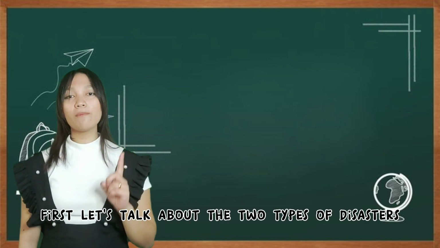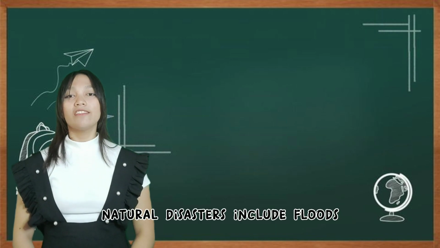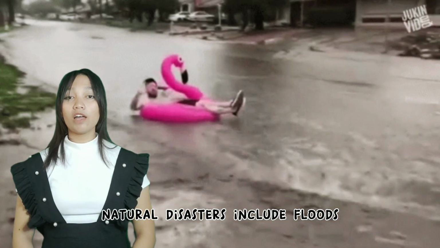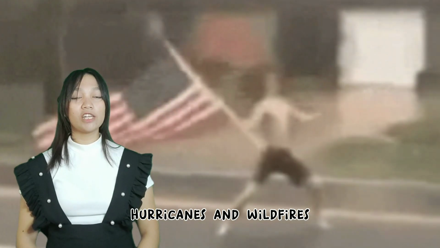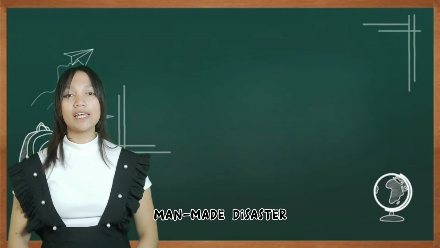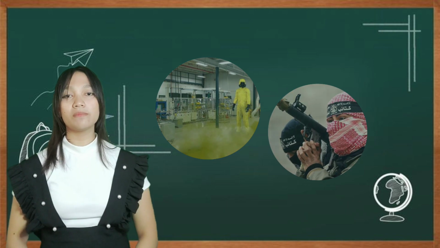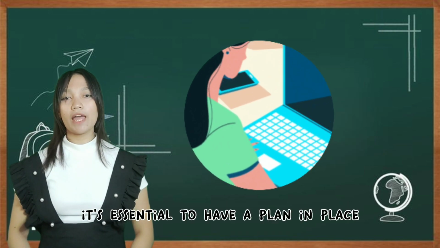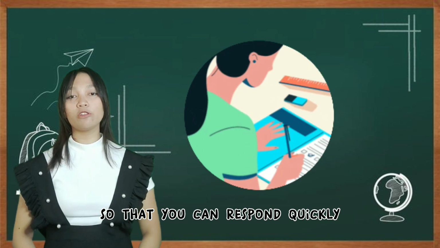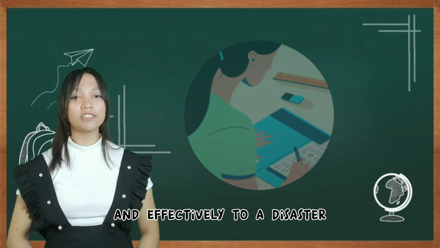First, let's talk about the two types of disasters. Natural disasters include floods, earthquakes, hurricanes, and wildfires. Man-made disasters can be anything from industrial accidents to terrorism. It's essential to have a plan in place so that you can respond quickly and effectively to a disaster.